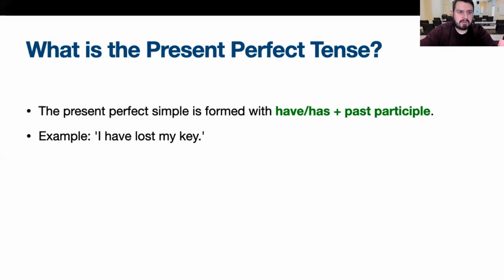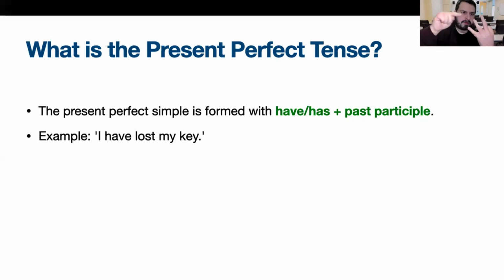Well, let's start with how we form it. What's the sentence structure? Well, we need to use have or has with a past participle. What is a past participle? Well, basically that is a big word that means the third form of the verb, verb 3. Every verb in English, as you may know, if you've seen some of my previous videos, has a past participle as its third form.